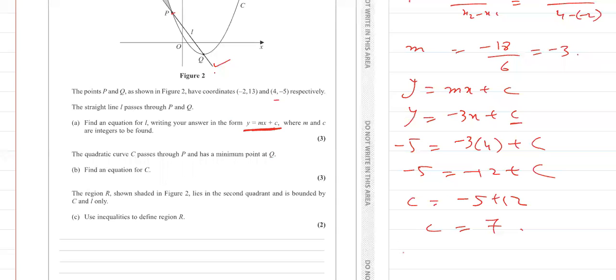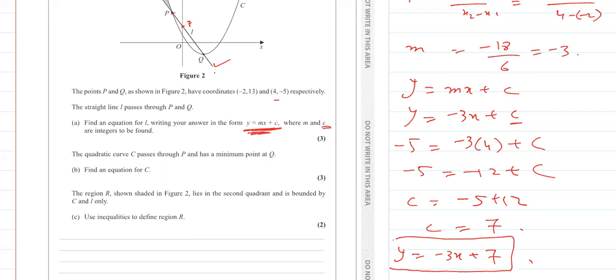So put this value of c here. The equation of the line will be y equals -3x plus 7. That is the equation. Remember this is actually 7, because maybe in the next part we need to use that one, because c is the y-intercept. Okay, so the first part is done.